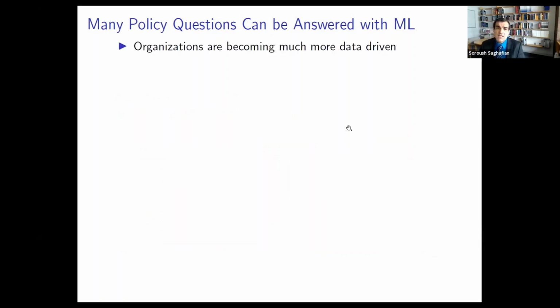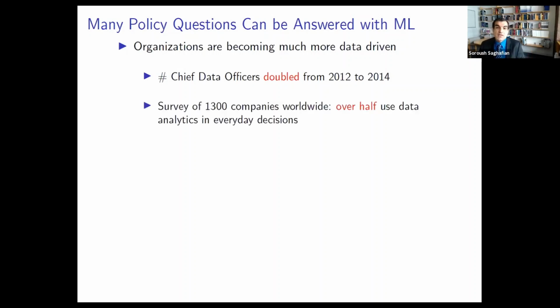So I want to emphasize that, as you know, a lot of organizations are becoming much more data-driven these days. Titles like CDO, Chief Data Officers, did not exist maybe 10 years ago or so, but they doubled from 2012 to 2014. Only within 2 years, we saw that organizations are hiring more and more chief data officers. They are becoming more and more data-driven. There's a survey of about 1,300 companies worldwide. It shows that over half of organizations are using data analytics every day in their decision-making.